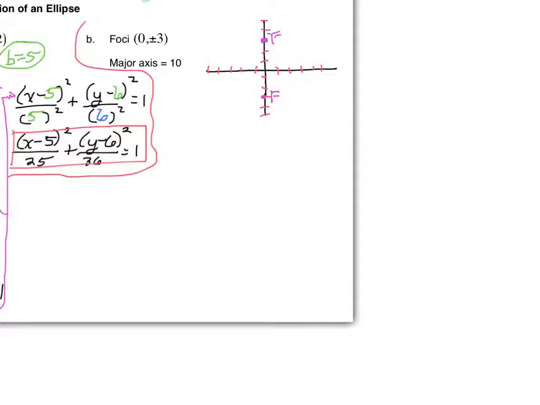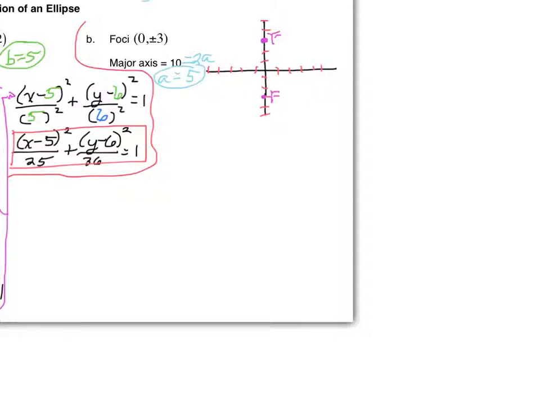So when they tell me that my major axis is equal to 10, Jason, what am I going to do with that? Major axis. 2A. Yeah. So because it's a major axis, that's equal to 2A. And so A is equal to what? 5. So I have one piece of the puzzle.